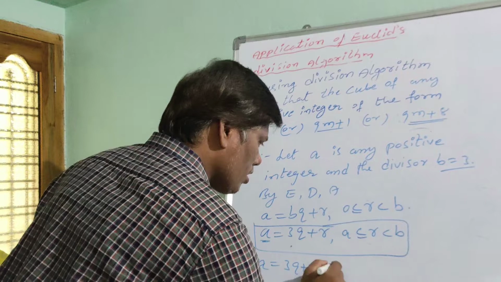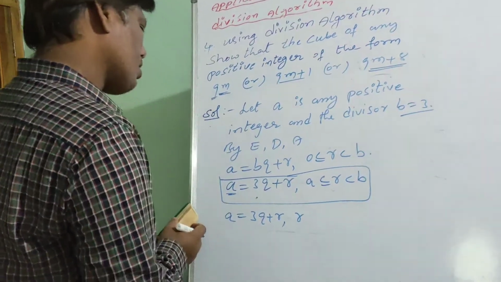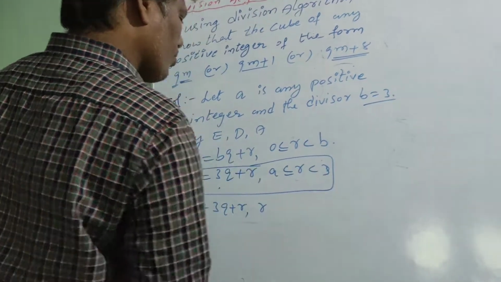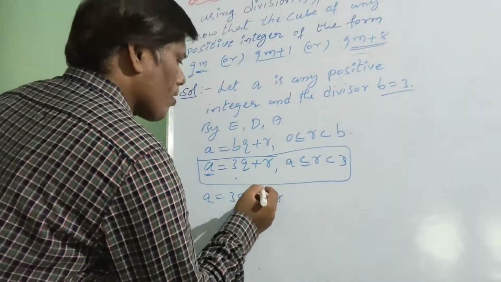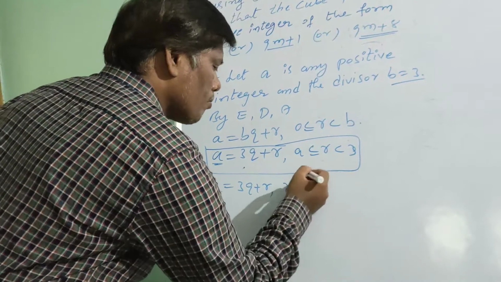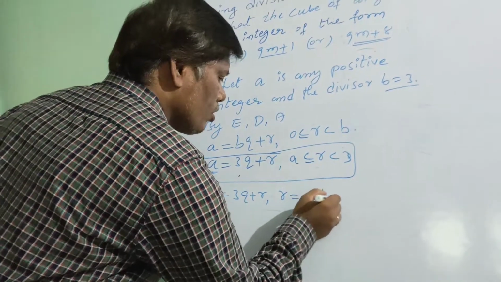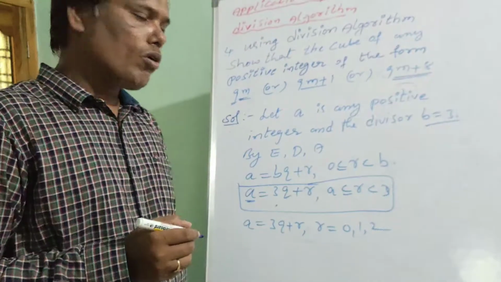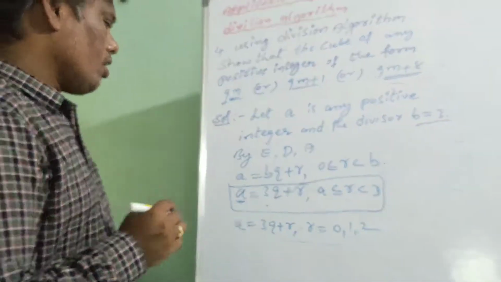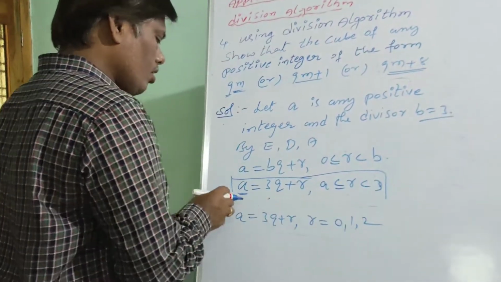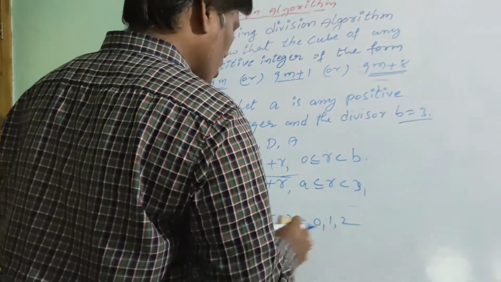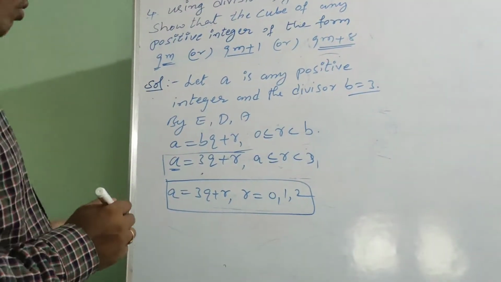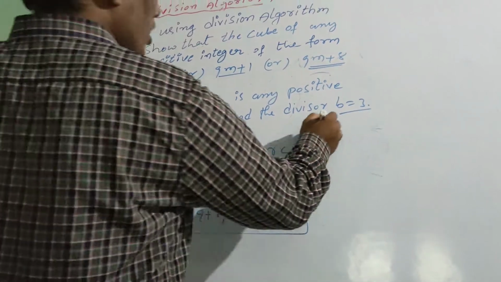What are the remainders possible here? In 3Q plus R, what is the divisor here? 3 is the divisor. The remainder is always less than the divisor. That is why 0, 1, 2. Three remainders are possible. The remainder is 0 or 1 or 2. So 3 remainders are there. That's why we have 3 cases. What are the 3 cases?